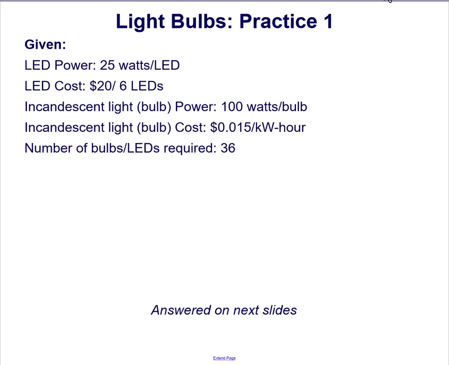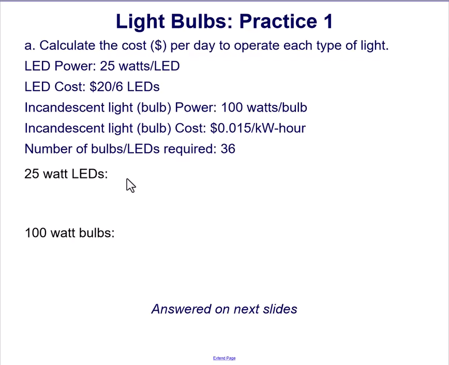This is the information we're given so far. So let's summarize this. From that scenario, we learned that LED power is 25 watts per LED. The LED cost is $20 for 6 LEDs. The incandescent light bulb power is 100 watts per bulb. The incandescent light bulb cost is $0.015 per kilowatt hour. And the number of bulbs/LEDs required is 36.